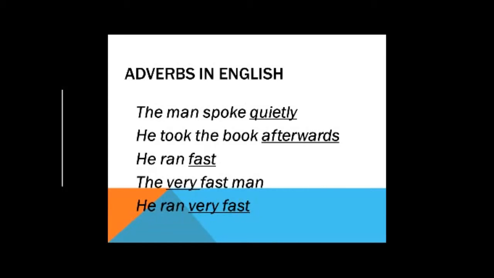Examples of adverbs in English: the man spoke quietly, he took the book afterwards, he ran fast, the very fast man, he ran very fast. So you can see where we're adding extra information about such concepts as manner and time to a proposition that the sentence is expressing. In the last example there, he ran very fast. Very is an adverb, an intensifier specifically, that is qualifying another adverb, because in "he ran fast", fast is itself an adverb. He ran very fast. Then we've got another adverb on top of that.